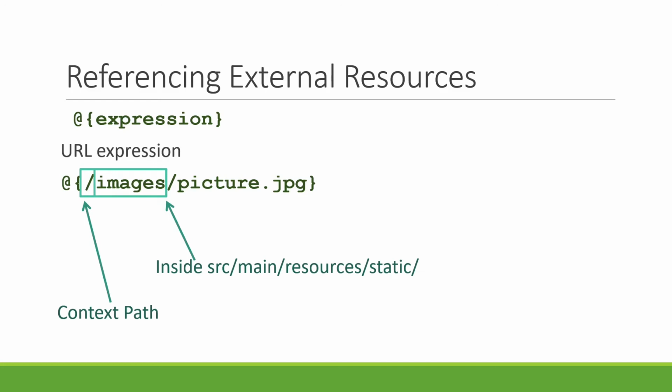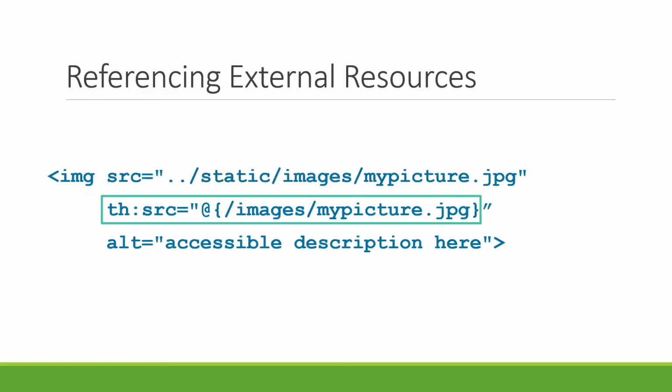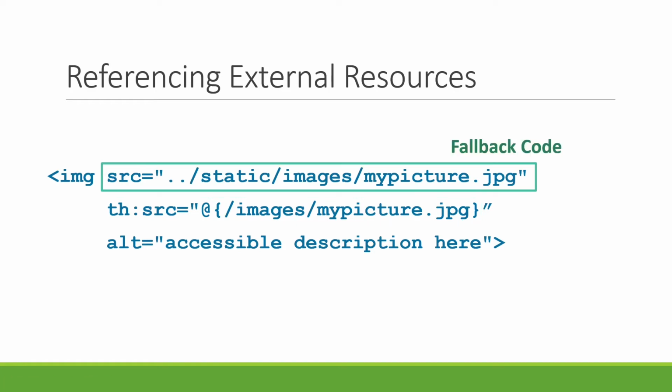So therefore, if you want to add an image to your HTML in a templates page using Thymeleaf, you would do something like this. So you can see here, I've got src, source equals, and then I've got the URL expression images/my picture.jpg. Now note that you should still include the static version as fallback code.